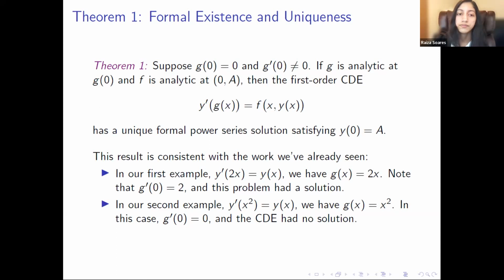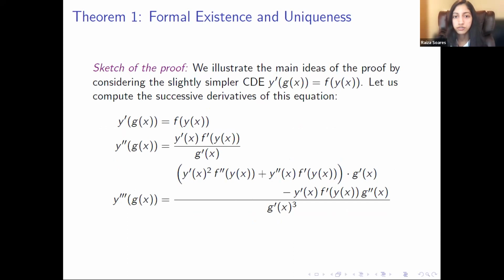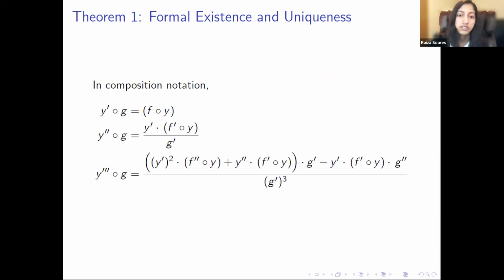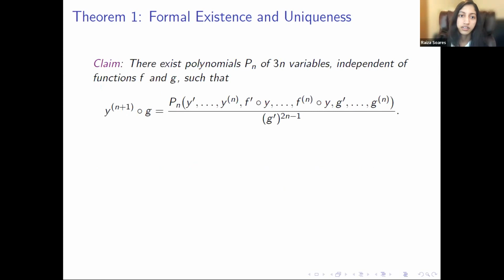So I'm going to walk through the sketch of this proof with a slightly simpler composition differential equation. In this case, we have f of y of x, not f of x, y of x. So if we compute the successive derivatives of y again, and I'll show you this in composition notation so it's easier to read, you can see that we have this numerator with a polynomial of f, y, and g, and the denominator is made of odd powers of g prime. So we'll write a general statement that there exist polynomials of 3n variables independent of f and g, such that we can represent the derivatives of y as this polynomial over the odd power of g prime. And we'll do this by induction.